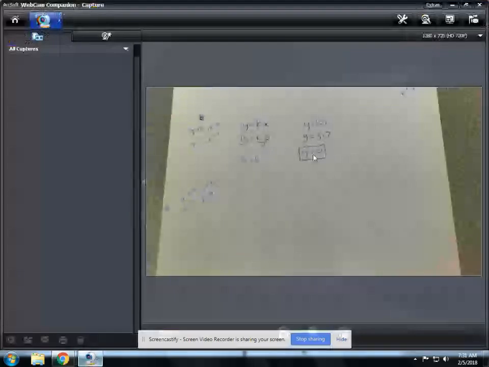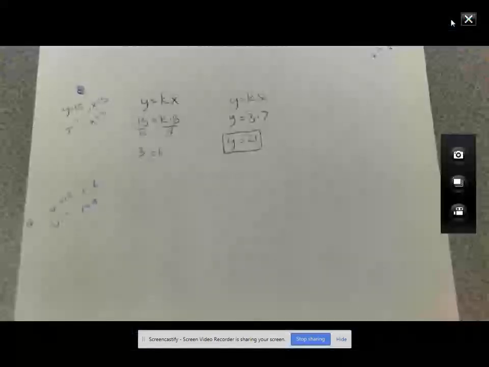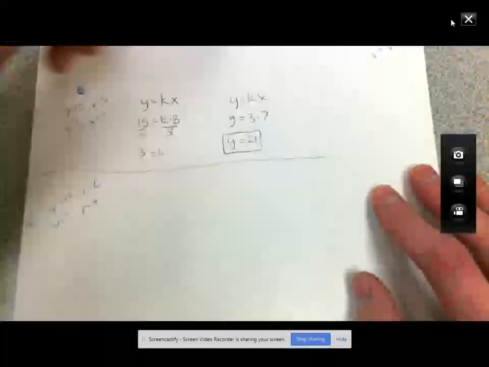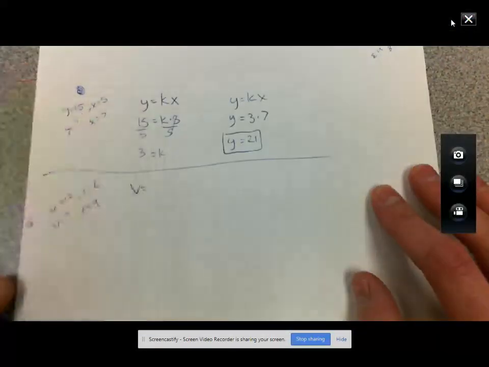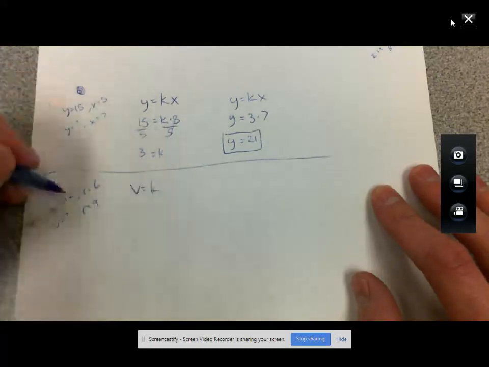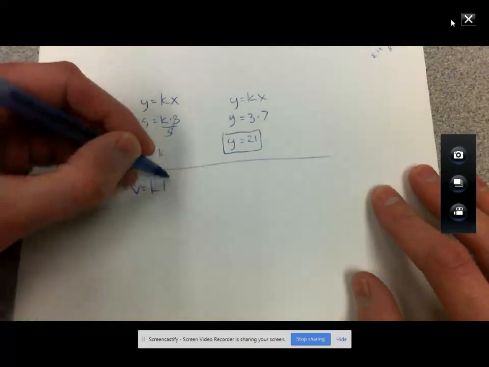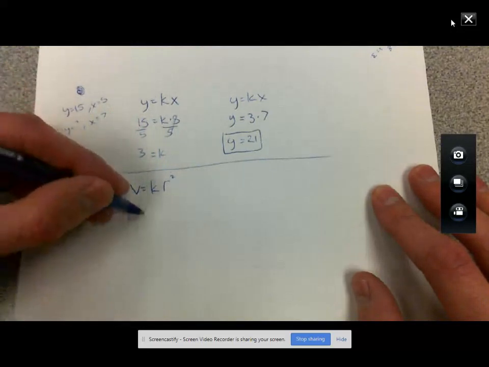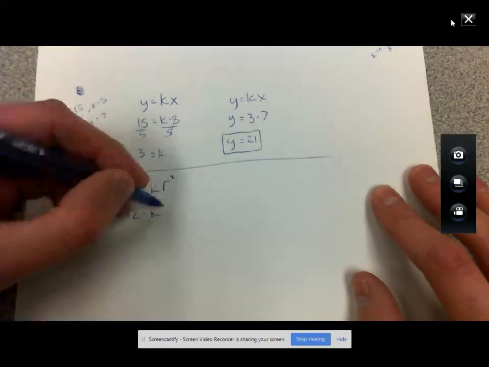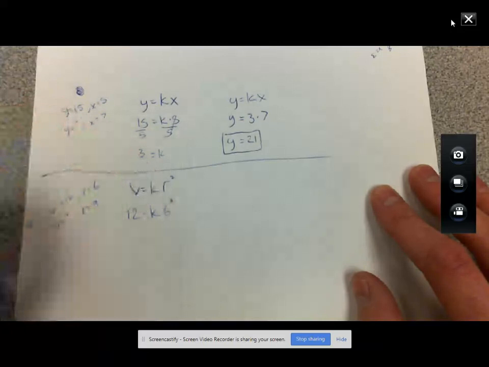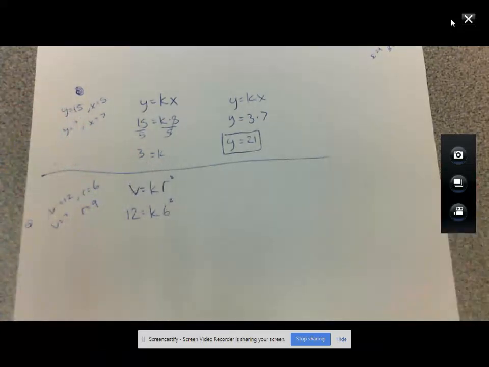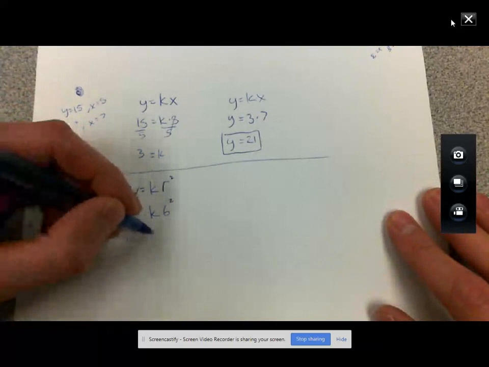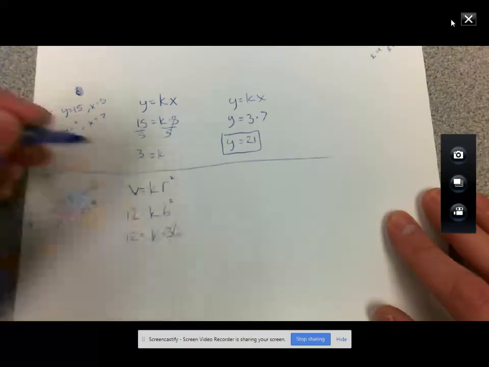So slightly different in that we're not just doing y or v equals kr. It's v equals k times r squared. But they told us that v was 12, and they told us that r was 6. So before we solve this, we should figure out what 6 squared is. We should evaluate a little bit further. So 12 equals k times 36.